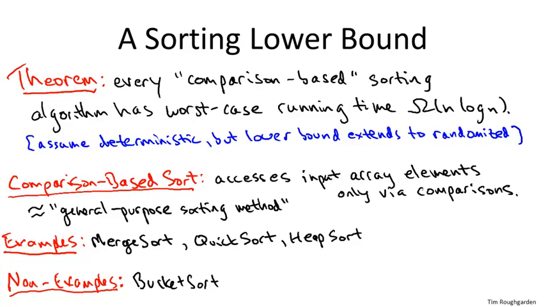The first bucket, you just do a linear pass through the input array. Everything that's between 0 and 1 over n, you stick in the first bucket. Everything between 1 over n and 2 over n, you stick in the second bucket. 2 over n and 3 over n, you stick in the third bucket, and so on. So with a single pass, you've classified the input elements according to which bucket they belong in.